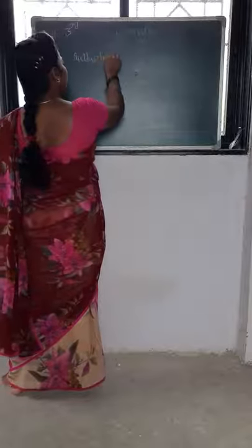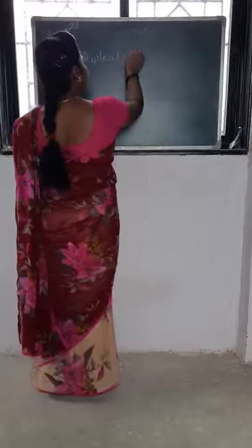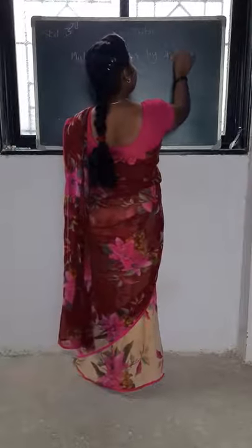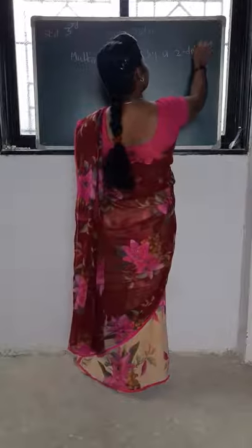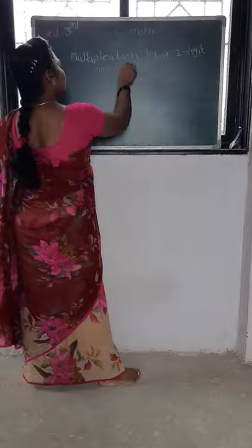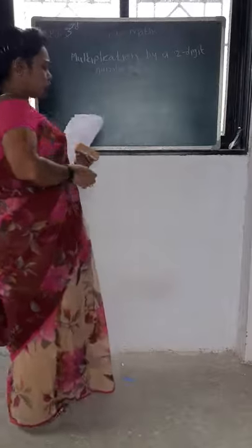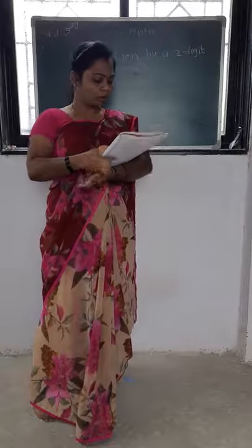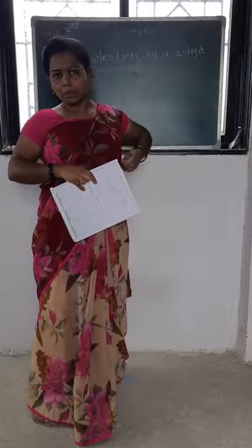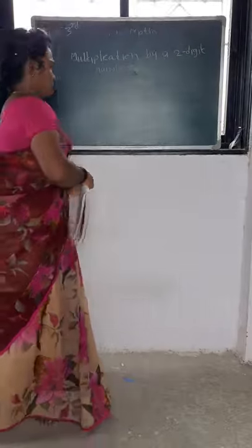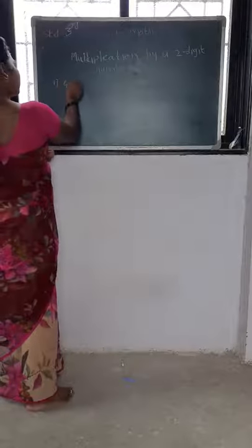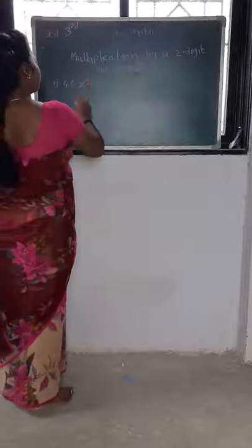Multiplication by a 2-digit number. Multiplication by a 2-digit number. For example, we have given one example of this type. Example number 1 is 46 multiplied by 23.